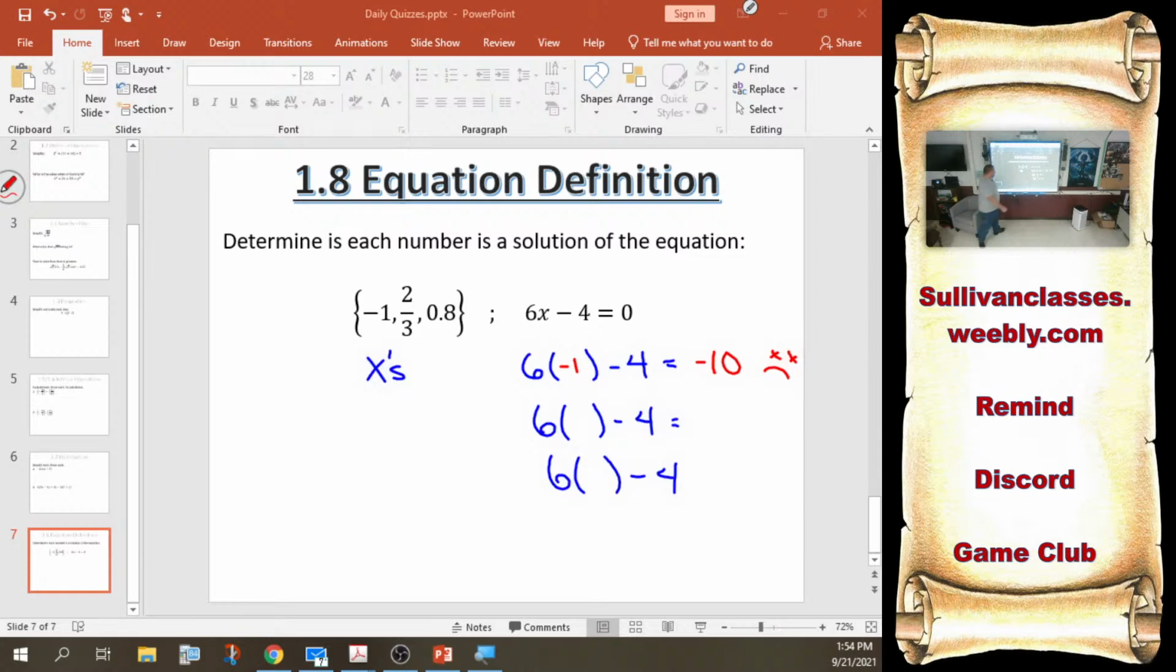You try 2/3. If you have to go old school and say 6 times 2 over 3, 6 times 2, 12, 3 times 1, 3. 12 divided by 3 is? 4. 4 minus 4 is? 0. Winner, winner. Okay.